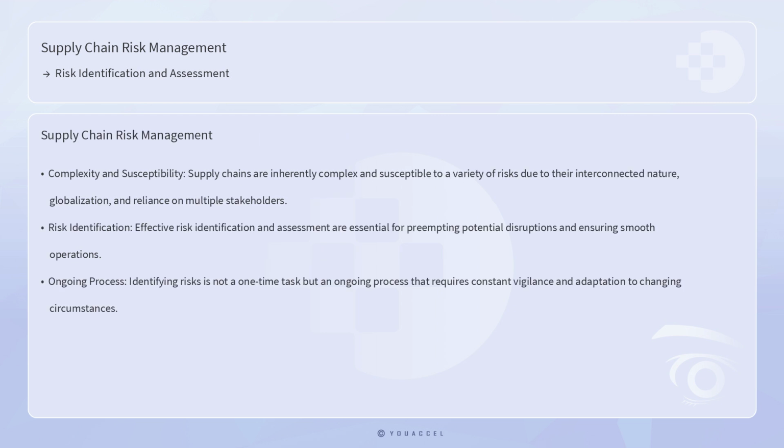Supply chains are inherently complex and susceptible to a variety of risks due to their interconnected nature, globalization, and reliance on multiple stakeholders. Effective risk identification and assessment are essential for preempting potential disruptions and ensuring the smooth operation of supply chains. The first step in this process is risk identification, which involves recognizing all potential sources of risk. These can include natural disasters, political instability, economic fluctuations, cyber threats, and operational failures. Identifying risks is not a one-time task, but an ongoing process that requires constant vigilance and adaptation to changing circumstances.